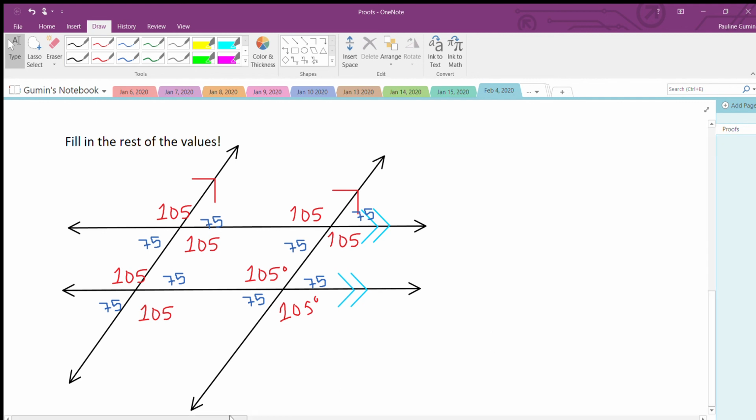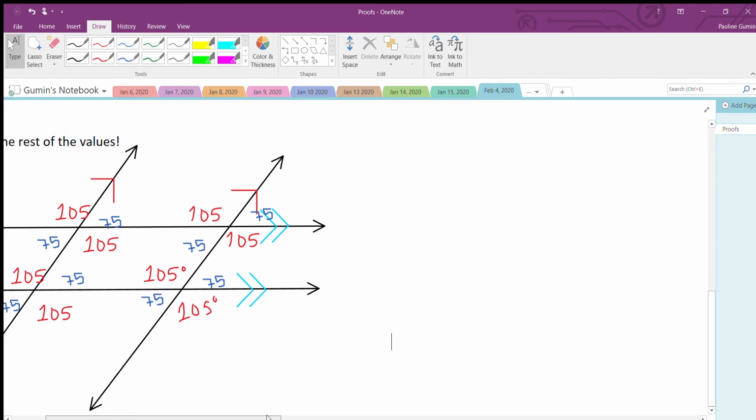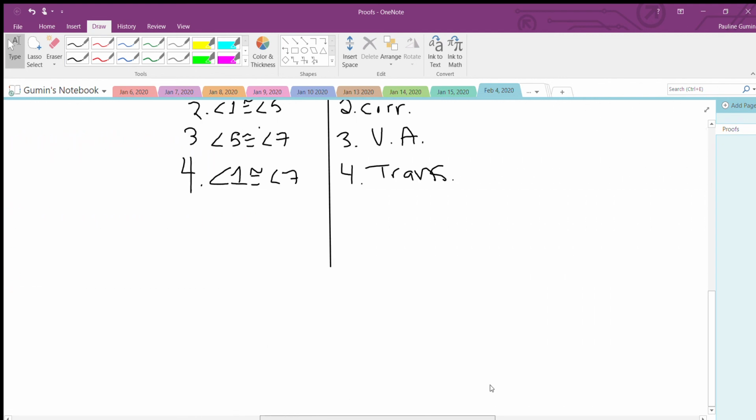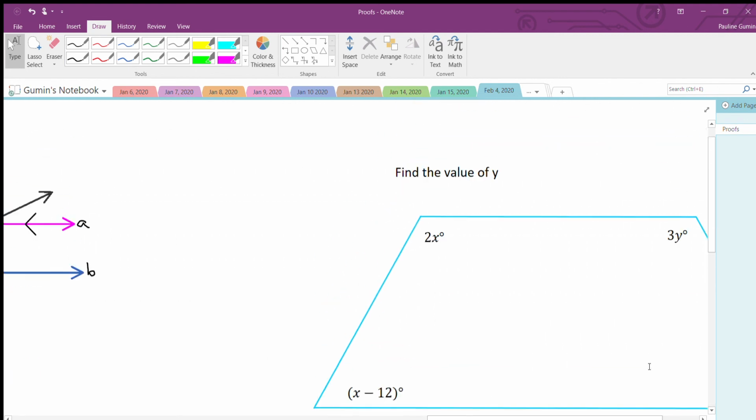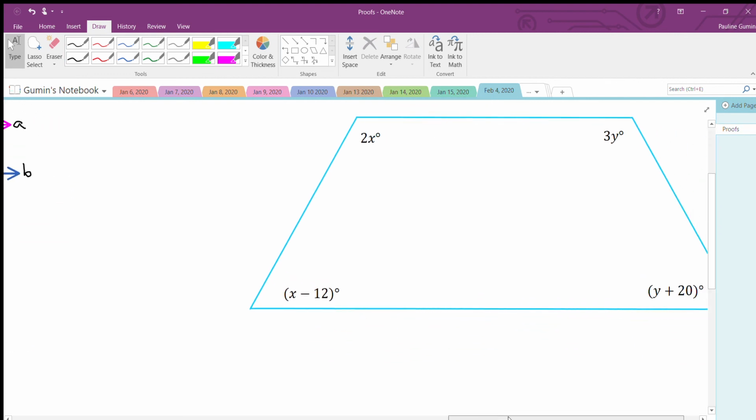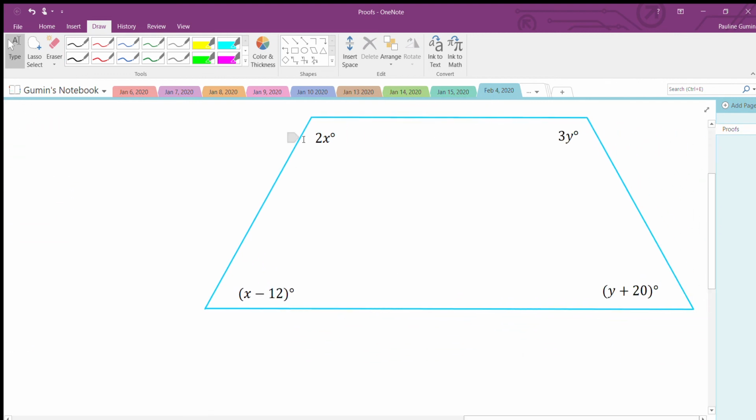Let's do one more. And scroll up. Okay, we're going to find the value of y. Now, this is a trapezoid. Something cool about trapezoids is that they are made of two parallel lines. The slanty ones are not parallel. If you think about it, those two side legs are kind of slanting towards each other. They should meet at the top eventually.